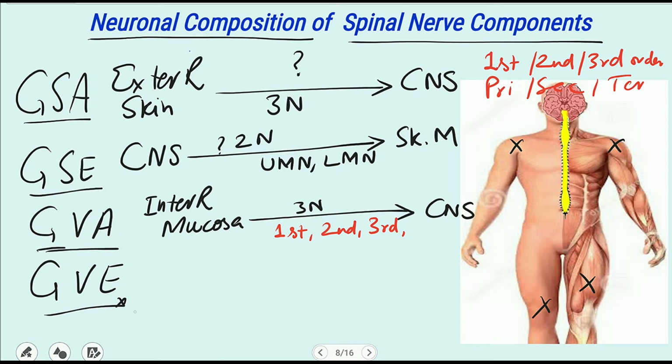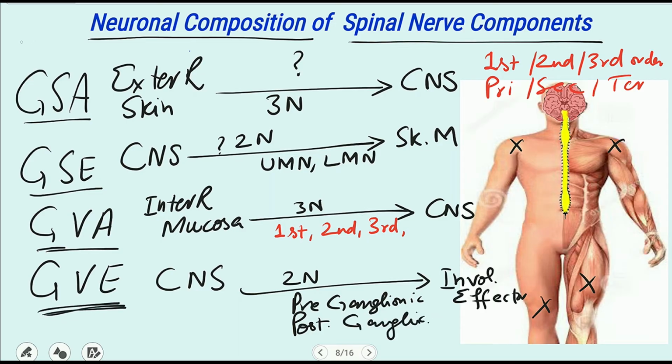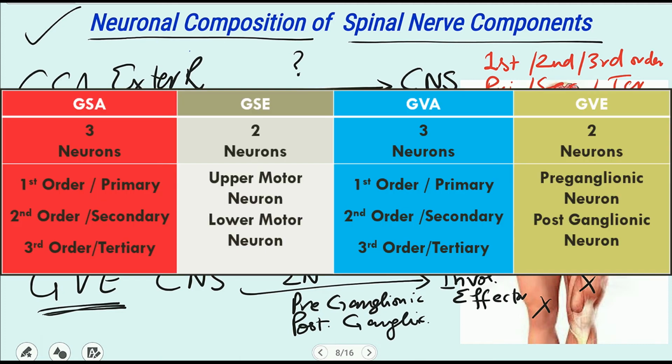Now the general visceral efferent component. In the general visceral efferent component, the information is generated at the level of the central nervous system and is destined to reach the involuntary effectors, that are the smooth muscle, cardiac muscle and the glands. For this we require 2 neurons, named the preganglionic neuron and the postganglionic neuron. So note down the neuronal composition of these 4 functions of the spinal nerves.